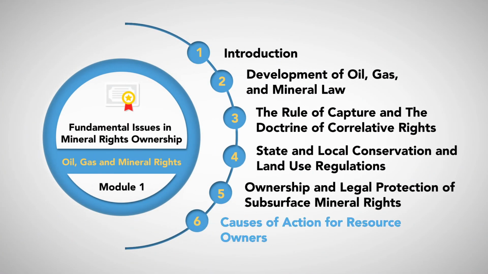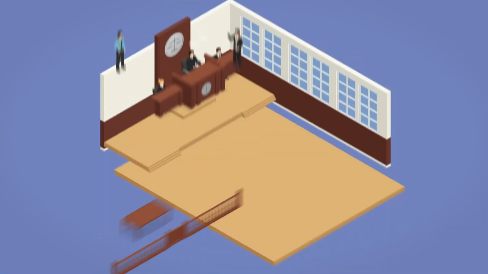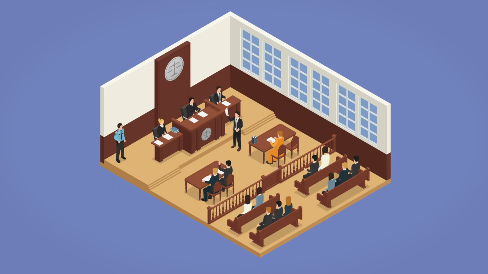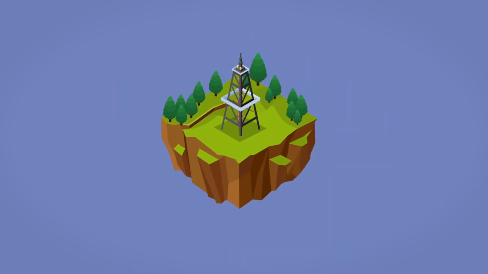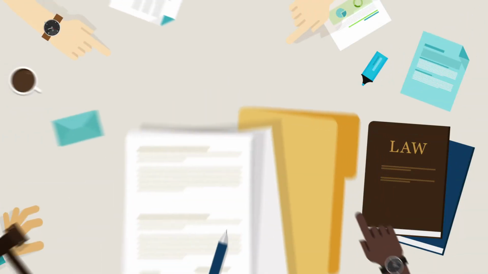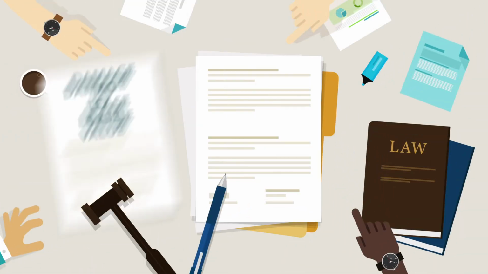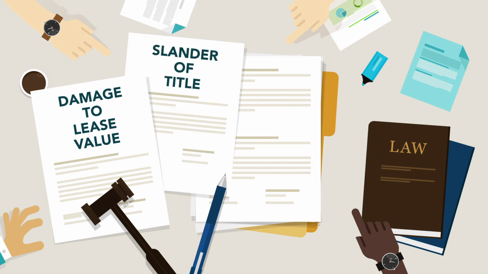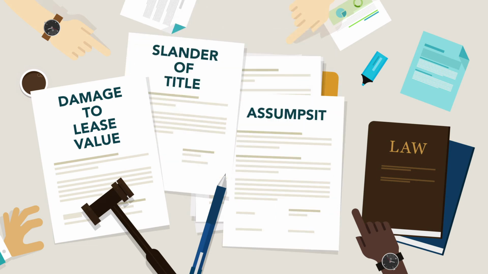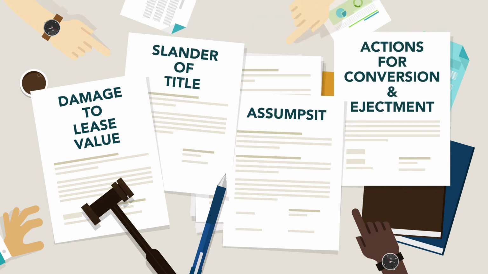Causes of action for resource owners. Mineral rights owners or leaseholders are also entitled to defend their property rights in court. This means they are entitled to legal protections against trespass and other infringements of their economic rights. When these issues arise, subsurface commodity owners typically pursue one of four actions available in the common law: damage to the lease value of the property, slander of title, assumpsit, and actions for conversion and ejectment.